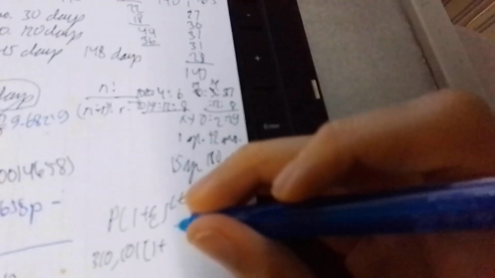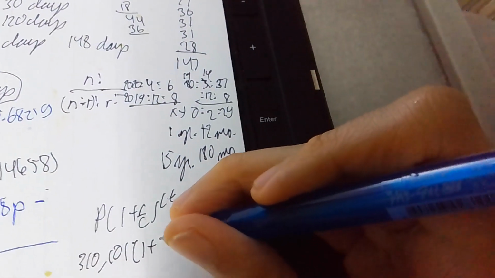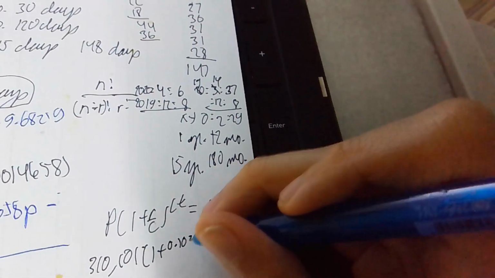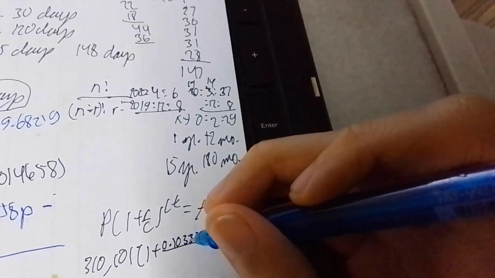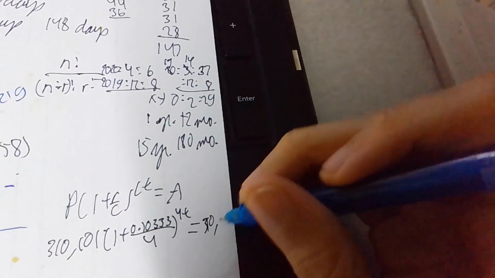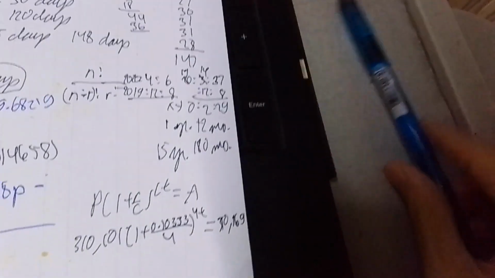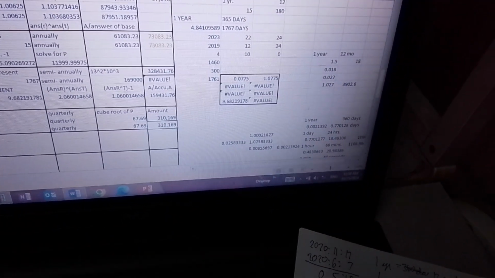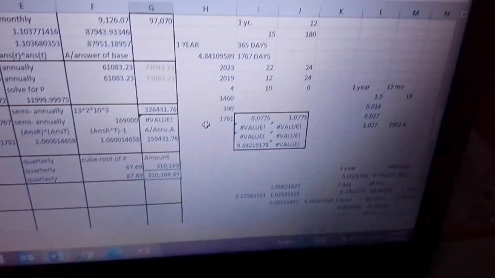Meron tayong principal na 310,101. Meron tayong rate, which is 0.10333, all divided by the compounding period, which is 4. And that raised to the CT equals 310,169. Yes, diba? Pero actually, to be honest, I want to move the decimal place to the right. Yan. So, dapat that's supposed to be 168.